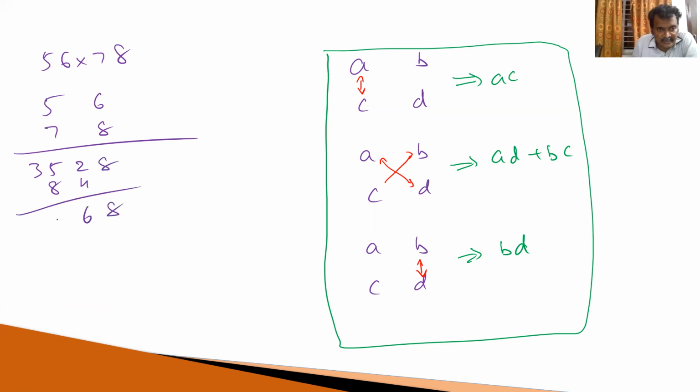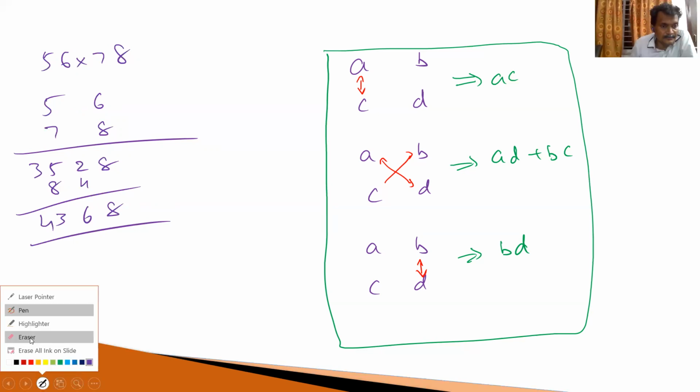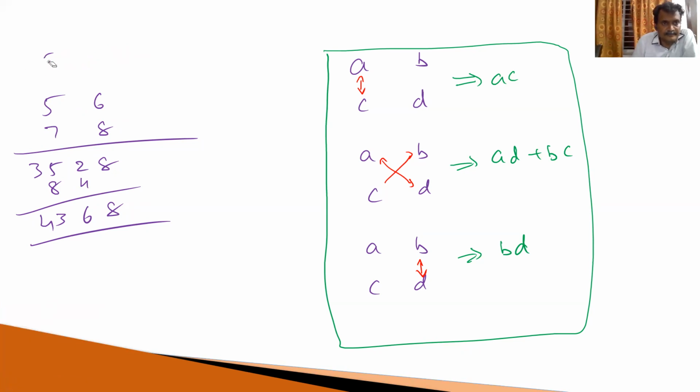8 is 6 and this is 3 and 4. 4 3 6 8, which is the required answer. That's it. Is it clear, all of you? Yes, sir. Now, one more example.